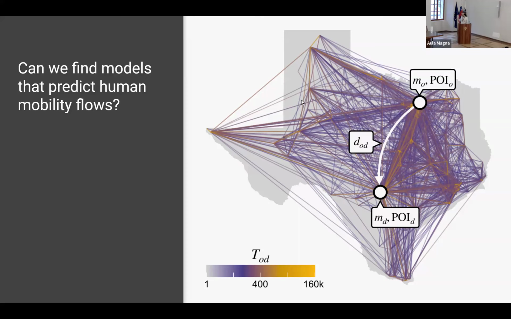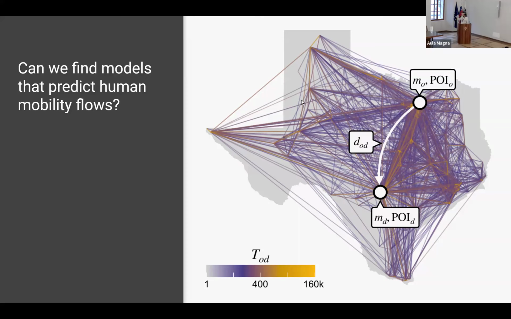Between big cities, there are large flows, and then between small cities, there are smaller flows and so on. And basically, we have lots of information about each one of the cities. We know their populations. We know whether they have restaurants in them or whether they have schools and so on.